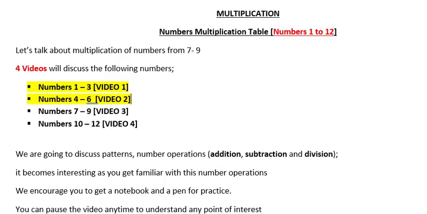If you have been following the video series under multiplication, this time we'll be talking about multiplication of numbers from 7 to 9. And this will be the third video, where we are going to be discussing patterns, number operations that exist with the multiplication of numbers 7 to 9. And through it, we look at addition, subtraction, and division. And as you pay attention to the pattern, you become more familiar with these number operations.